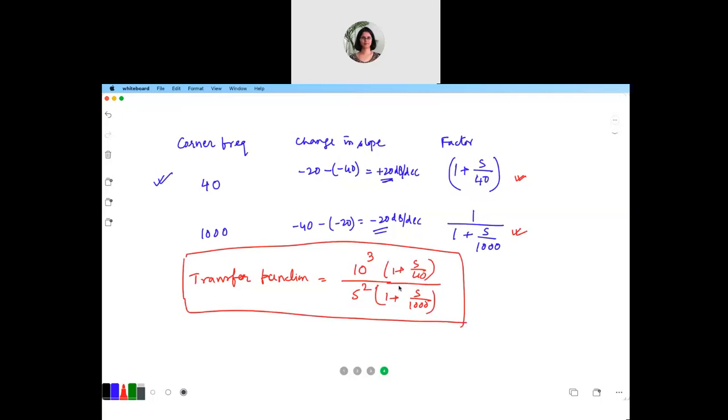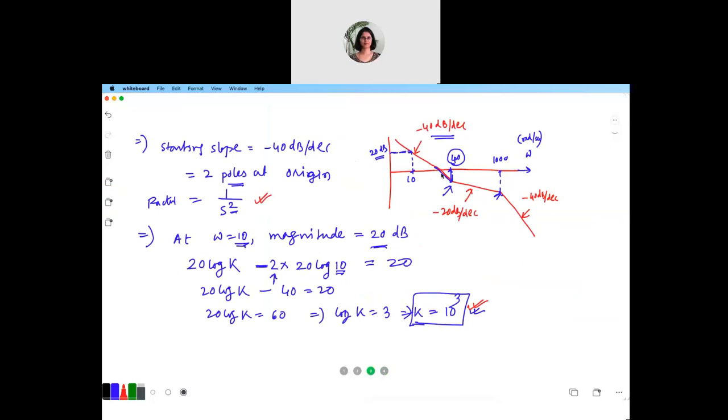Okay, so taking the graph, I'll just repeat the steps once. Taking the graph, the first thing we need to do is identify the starting slope. The starting slope is minus 40 dB per decade. This negative sign indicates it is a pole. It is 40, a multiple of 2 times 20. That is why there are 2 poles at the origin.